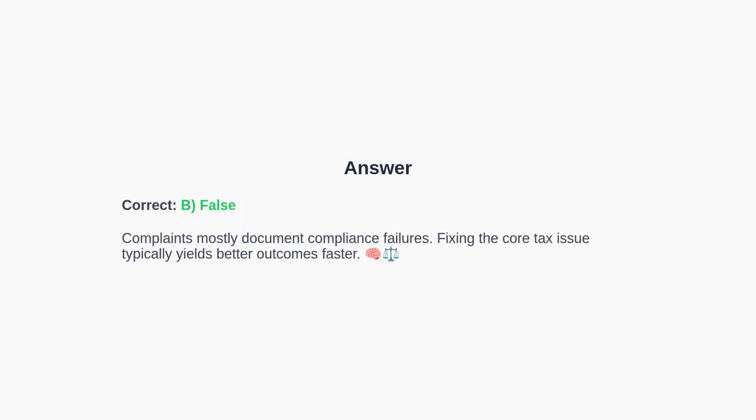The correct answer is B. False. Regulatory complaints rarely result in direct reimbursement for fees or opportunity costs. They primarily document compliance failures. For most people, fixing the core tax classification error produces faster and more meaningful results.